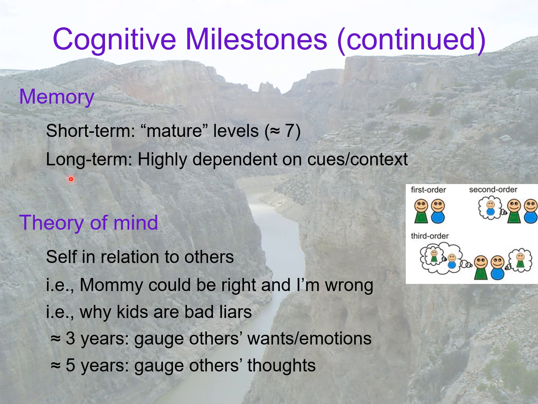We also see a lot of development of long-term memory. As we talked about before early childhood, the hippocampal circuit is not really formed, and so the brain doesn't have the ability to really encode things in an adult long-term way very well. Now that circuit is engaged, but it's not quite at adult levels yet. And we see that it is highly dependent on cues or context.